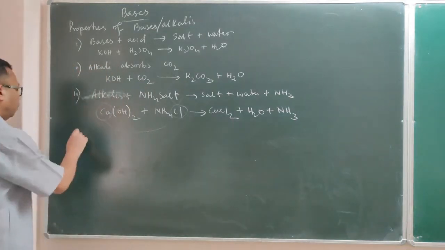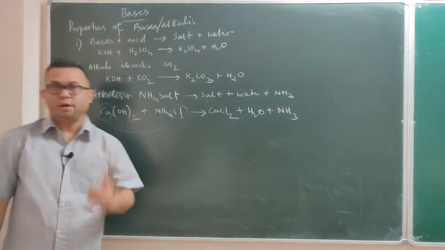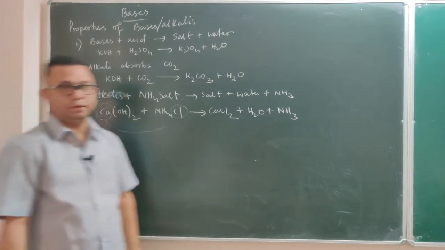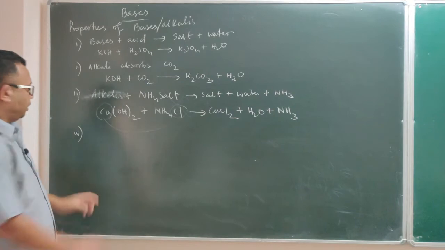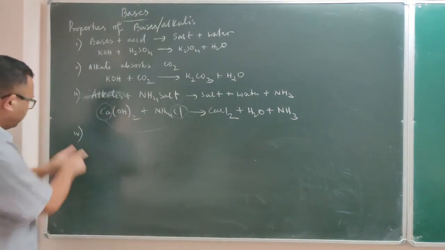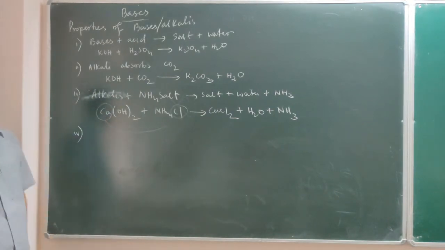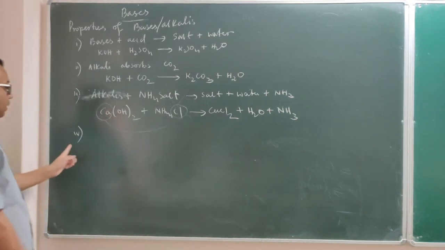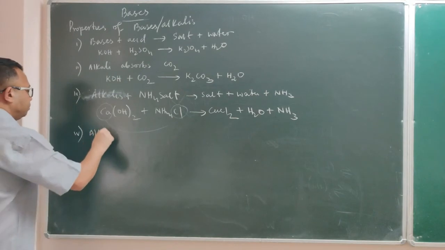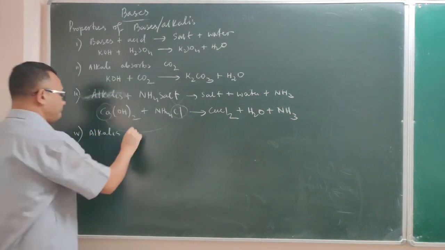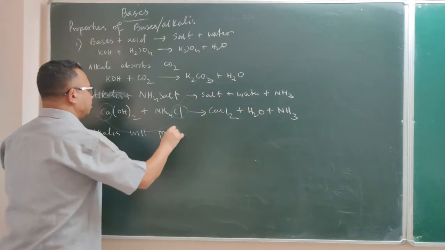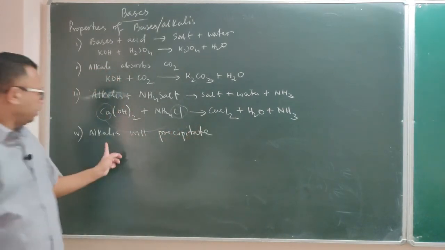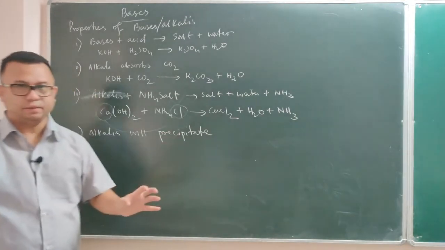Then the fourth one, you have one very big chapter. I think after this chapter there is something called analytical chemistry, one chapter name. Your whole chapter is about this fourth property of alkalis. Now what is that? Alkalis will be able to precipitate. Precipitate means insoluble salt formation. So alkalis will be able to precipitate.